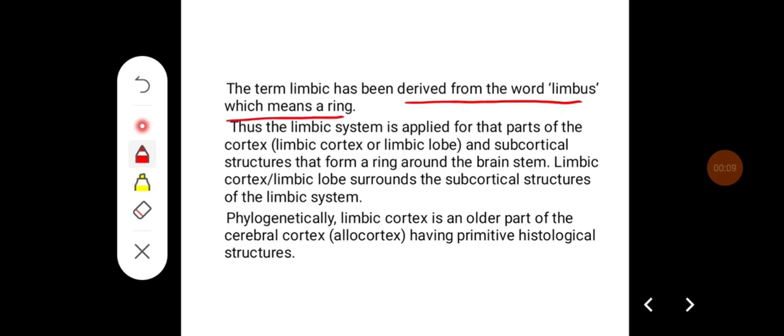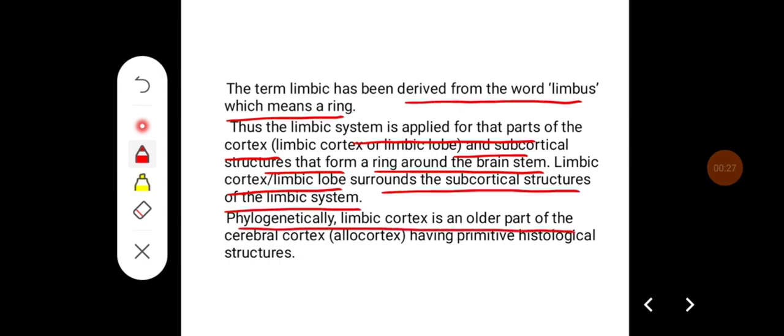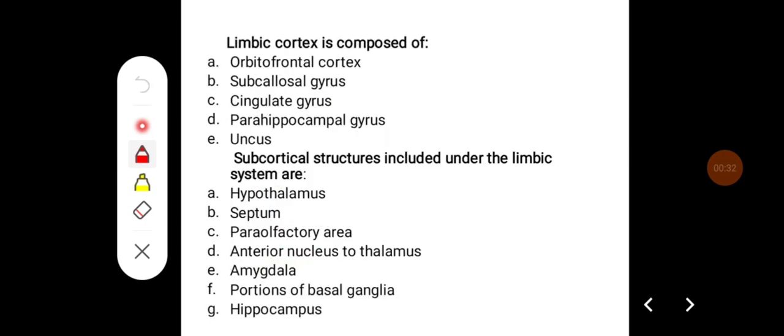which means a ring. Thus, limbic system is applied for those parts of cortex and subcortical structures that form a ring around the brainstem. Limbic cortex or limbic lobe surrounds the subcortical structures of the limbic system. Phylogenetically, limbic cortex is an older part of the cerebral cortex having a primitive histological structure. The limbic system is composed of orbitofrontal cortex, subcallosal gyrus, cingulate gyrus, parahippocampal gyrus, and uncus.